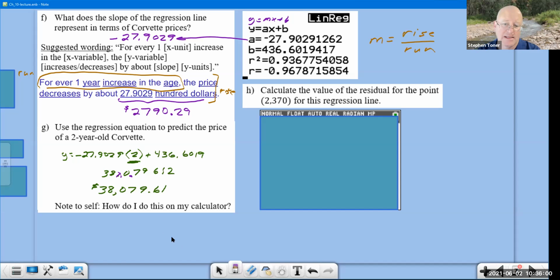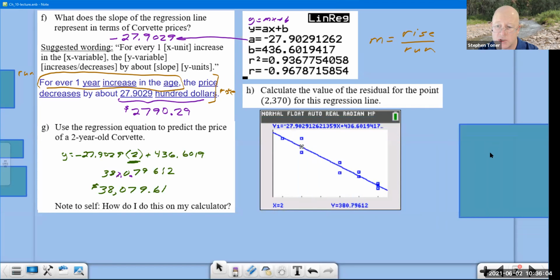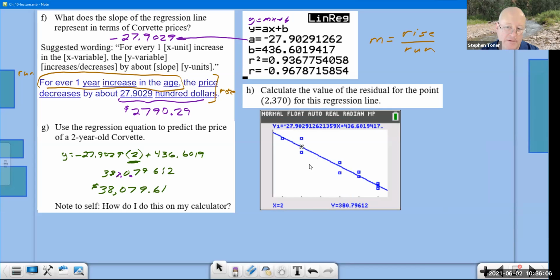Now, it asks us to calculate the value of the residual. Here is that same graph we had a moment ago with the cursor located at the 2,380. Now 2,370 is going to be below that point. So since it's below, the residual, if I were to draw it in, would be this little line segment here. And the residual is going to be negative because it's below.